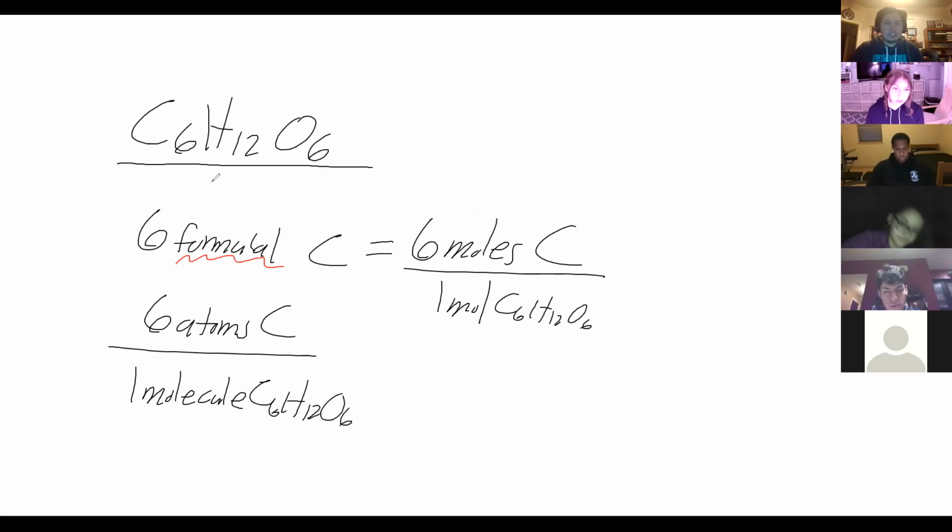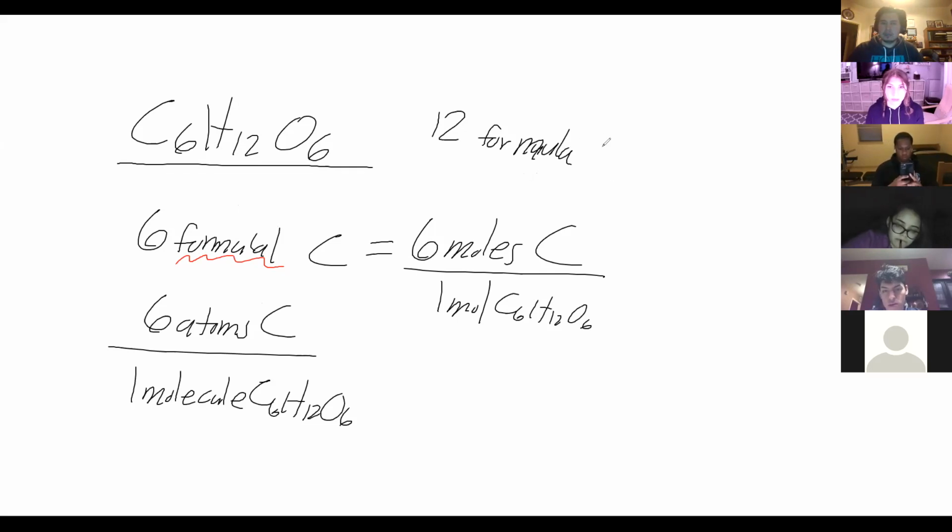So formula units, simplifying it down without that little explanation, is just the number of atoms that it specifies within that formula. So if I say hydrogen, how many formula units of hydrogen are within sugar right here? 12, right? There'd be 12 formula units or 12 moles of hydrogen for every 1 mole of sugar, or it's 12 atoms of hydrogen for every 1 molecule of sugar.